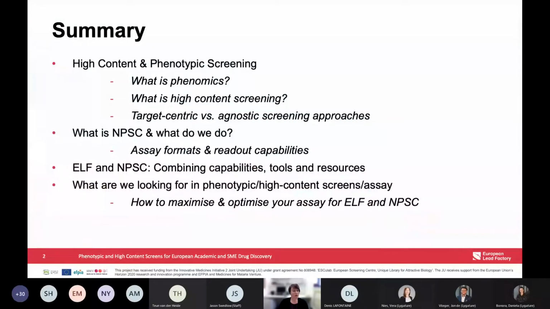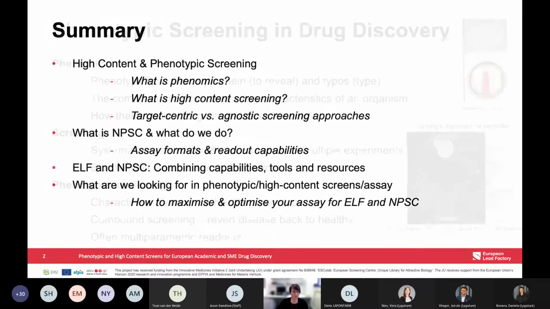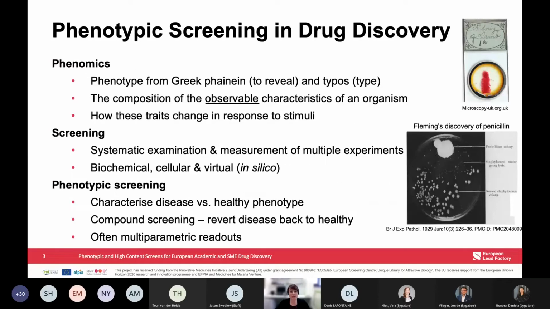So in summary, I'll start by just giving a brief introduction into high content and phenotypic screening, what it is, and the different approaches that we can take. And then I will discuss what we do and who we are at the NPSC, including some examples of assays that we've run, and go through potential assay formats and the capabilities that we have. And then Jason will pick up and talk in more detail about the collaboration with NPSC and the ELF under the SQL.